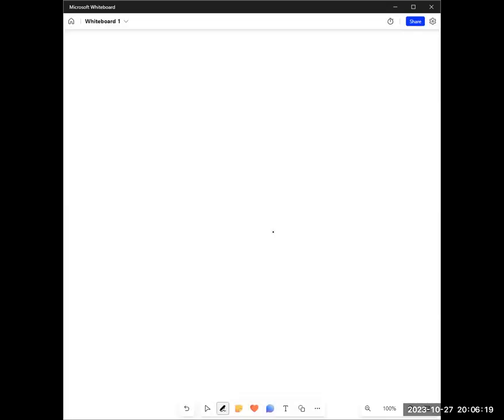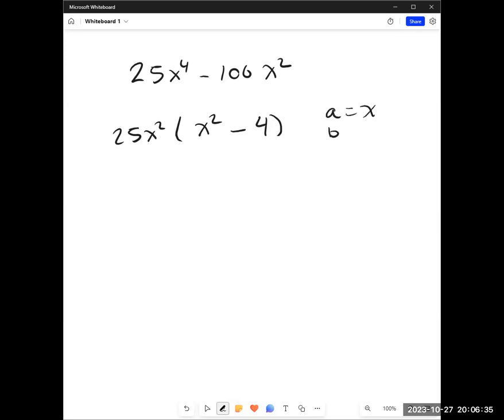25x to the fourth minus 100x squared. I have a GCF of 25x squared. That leaves me with x squared minus 4. My a is x and my b is 2. It's 25x squared times x plus 2 times x minus 2.